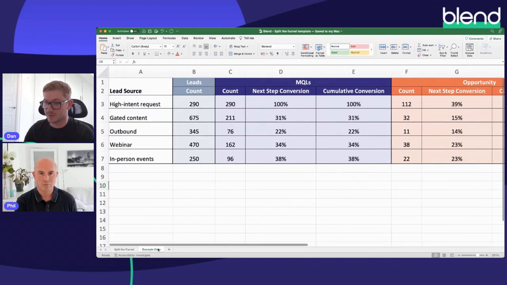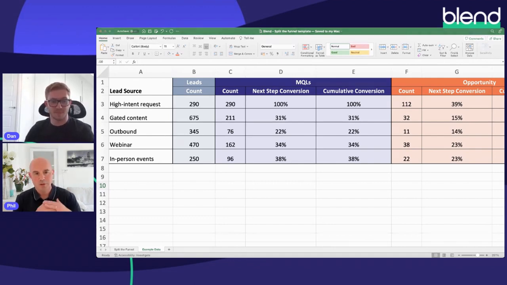And in 100% of cases, the people that come from high intent requests will outperform any other lead source. Yeah, not just outperform, outperform by such a huge margin that it throws everything else into grave question.